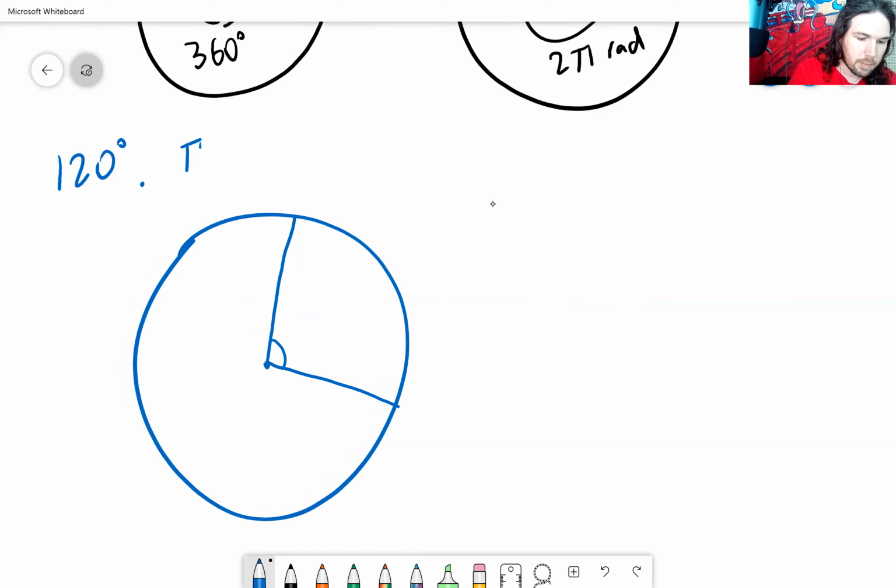Well, pi radians on the top, 180 degrees on the bottom. Degrees cancel, tens cancel. Looks like we get, they're both divisible by 3. They're both divisible by 6. So we get 2 pi over 3. Okay, 2 pi over 3 radians. Sorry about that. Should have had that ready ahead of time.